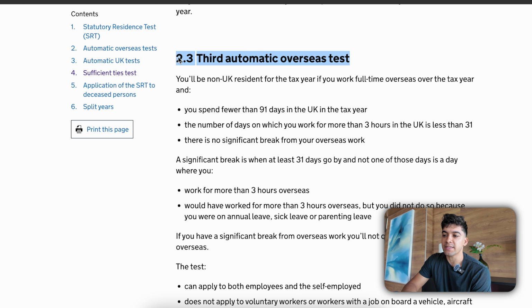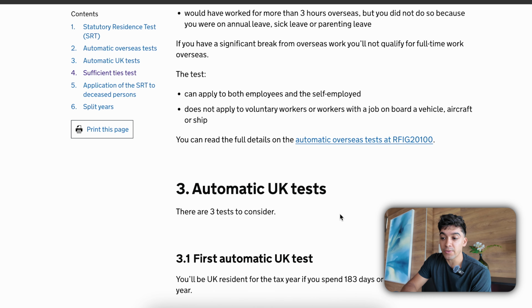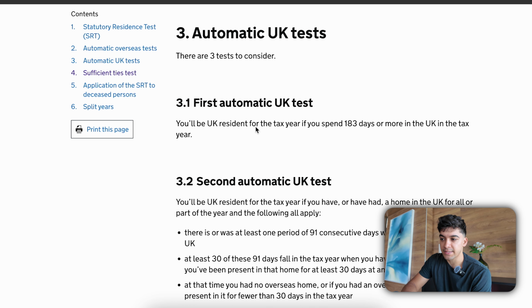Let's say you don't meet this test and say, okay, yeah, Leo, I was working more than 31 days. Then we go to the next test, the automatic UK test. If you meet any of these, you're a tax resident, so we don't want to meet these. First: spend 183 days or more in the UK in a tax year, paying taxes, that's standard, anywhere in the world.